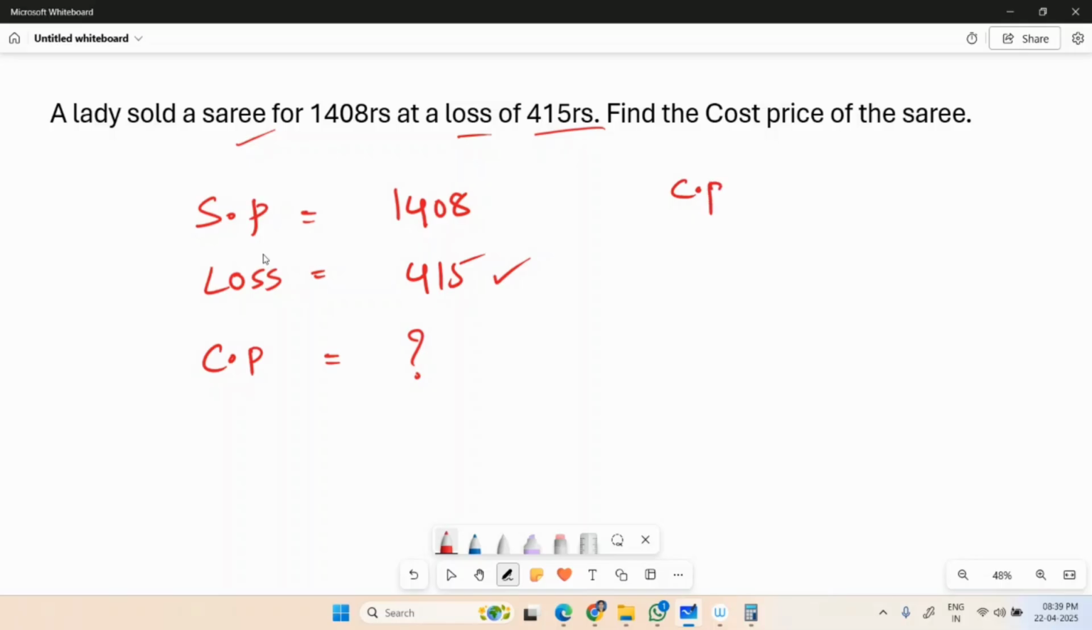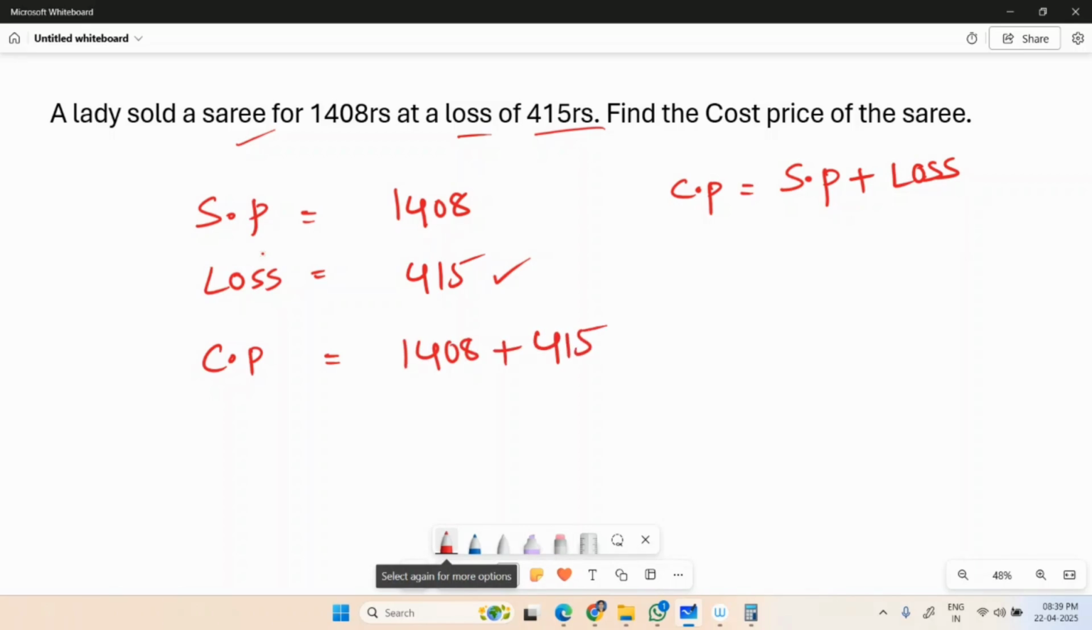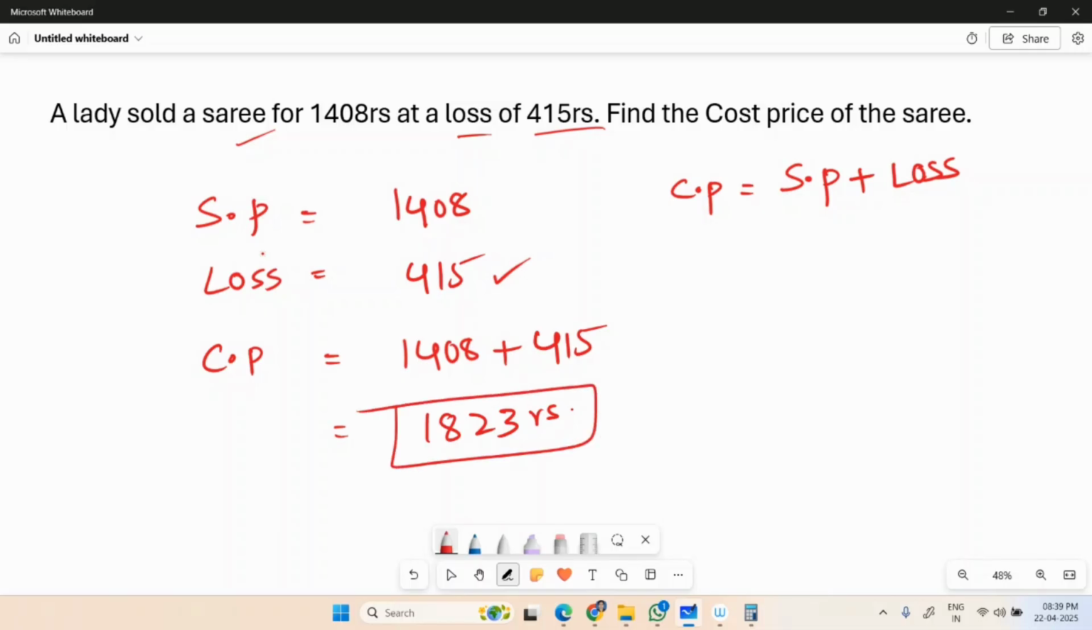And here loss was given. In case of loss, to find out the cost price, we will add the loss to the selling price. So here cost price equals selling price, which is 1408 plus loss, 415, which is nothing but 1823 rupees. So the cost price of the saree is 1823 rupees.